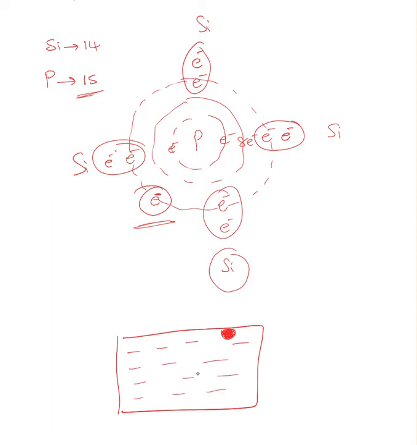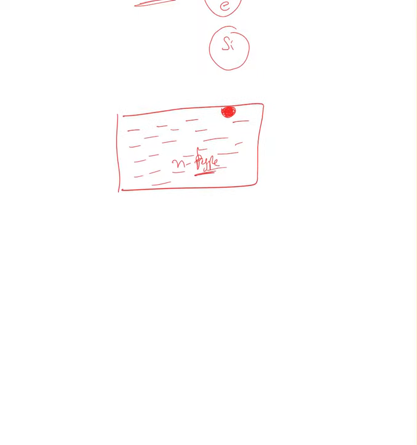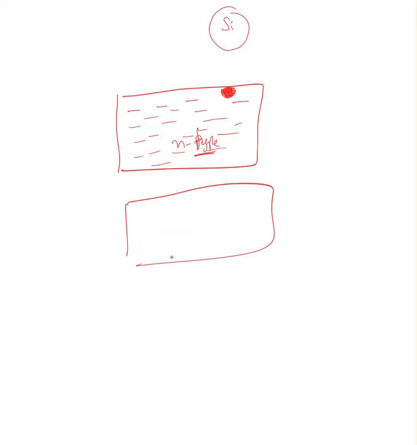So this material becomes negatively charged, meaning it has more free electrons. That is the reason we call this N-type semiconducting material. Now, P-type semiconducting material: same thing. This is N-type, pentavalent.